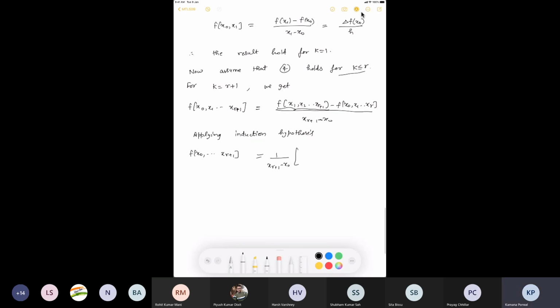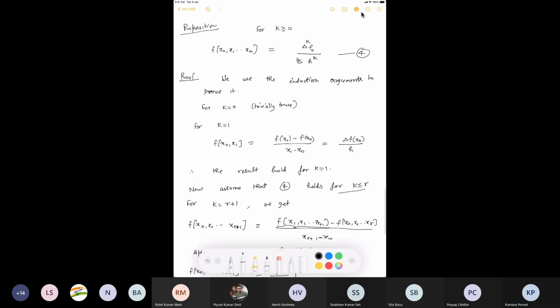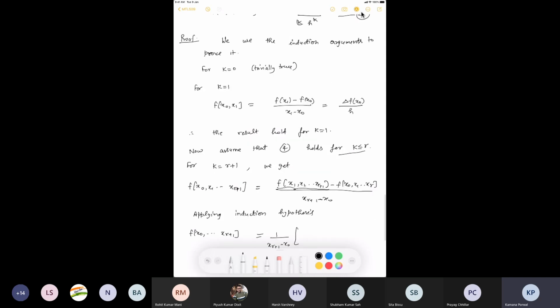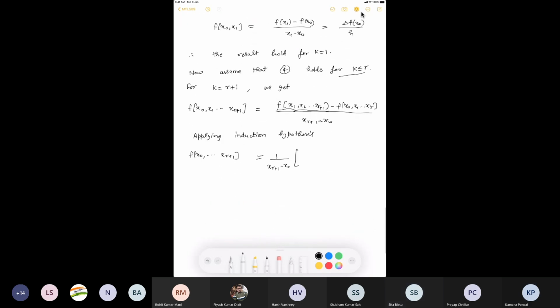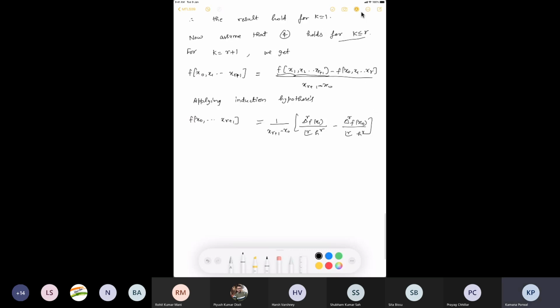So what is the first term? If I assume that this result 4 holds for k equal to r, then the first term using this result is going to be delta^r f evaluated at x1 divided by factorial r times h raised to power r. And then the second term is going to be the rth forward difference of f at x naught divided by factorial r times h raised to power r.